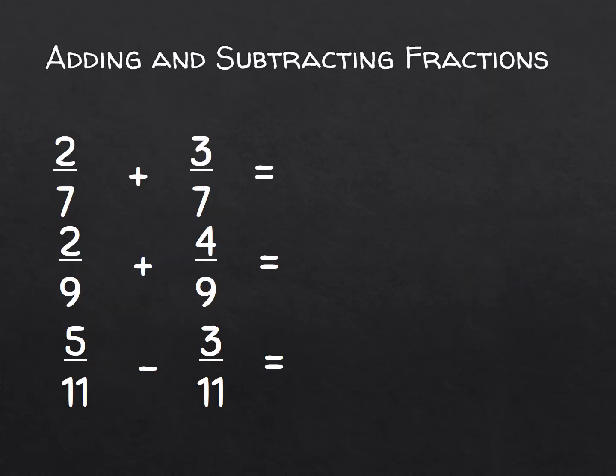So just a review on adding and subtracting fractions with the same denominator. If we've got 2 sevenths plus 3 sevenths, that equals 5 sevenths. We just add the top numbers, we don't add the bottom numbers, it just stays the same. For the next one, we've got 2 ninths plus 4 ninths, so 2 plus 4 is 6, and we just leave it as over 9. The last one is a subtraction one, so we've got 5 elevenths minus 3 elevenths, and that becomes 2 elevenths.